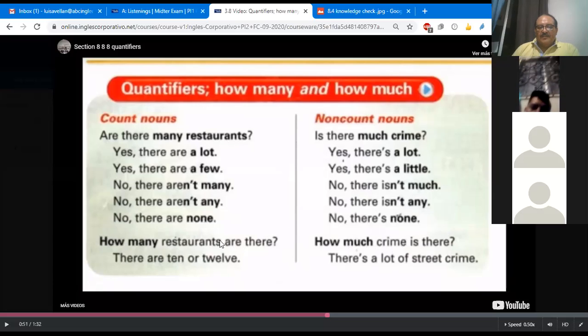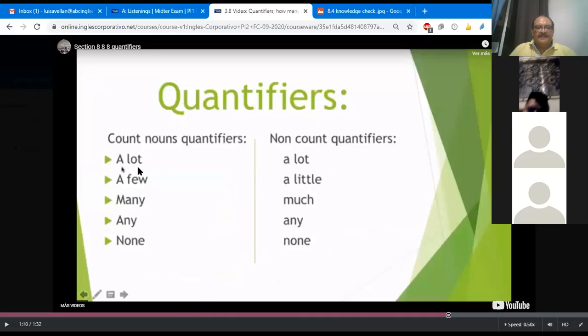And then we have how many restaurants, how many cars, how many books. How much coffee? Okay, so those are count and non-count. Okay, estamos bien ahí, right?